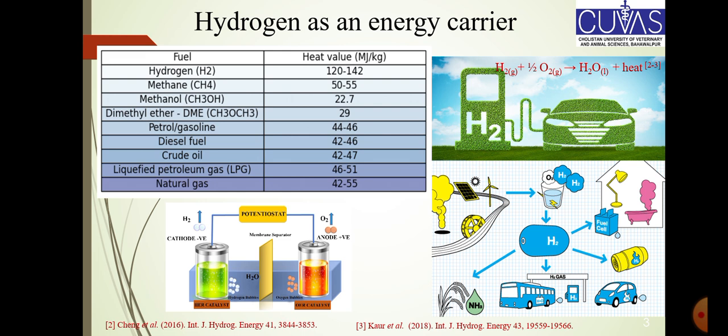Moreover, a hydrogen fuel cell converts chemical energy directly into electrical energy with water and heat as byproducts. In contrast, conventional combustion engines primarily produce greenhouse gas along with heat and water.